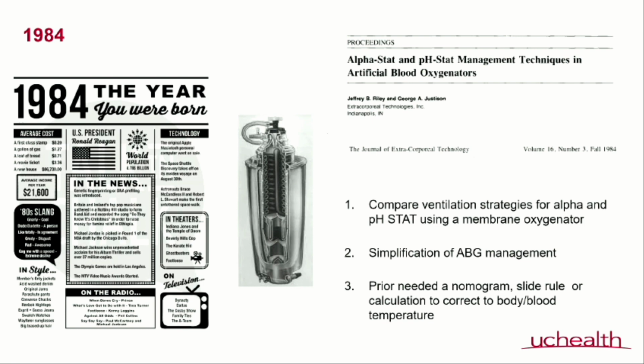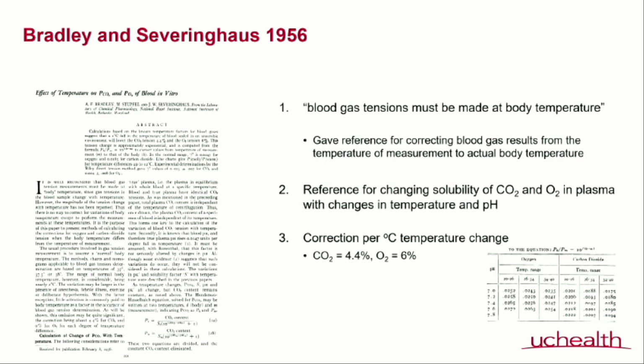So this was a simplification of acid-base or arterial blood gas management. Prior to this, you needed a nomogram or a slide rule or a calculation, right, to correct for body temperature. Blood gas machines gave you pH, PCO2, and PO2, and that was that. So let's go back and explore some of the history of blood gas technology.